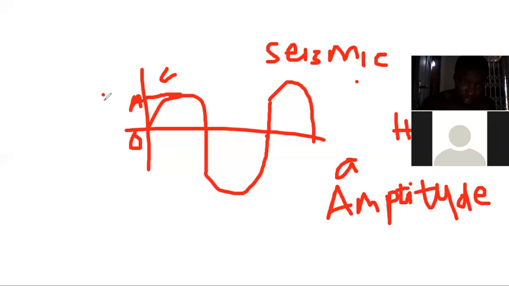When the displacement is y, the distance along the horizontal axis is x. That's the distance between this and this, this and this. The distance on the x-axis between two successive crests, or two successive troughs, or two successive compressions and rarefactions, is what we call the wavelength. So from here to here is a wavelength. From here to here is a wavelength.